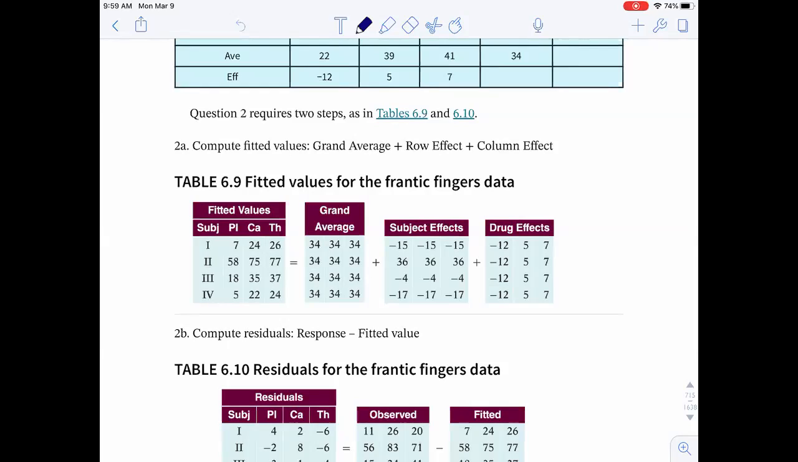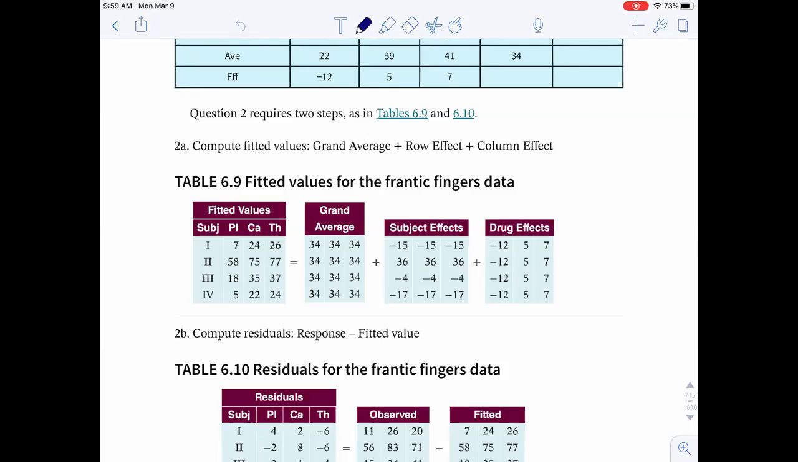Right, and so here, these are fitted values, but how we arrive there is, okay, we've got the grand mean, which is our overall mean of 34. That's the same for all of these values, right? But then we add the subject effects, which would be our block effects in this case. Each row has the same subject effect, right? And so from each of the first rows, we subtract 15. Second rows, we add 36 to 34. Right? And so that's how we take into account the subject effects or the block effects.